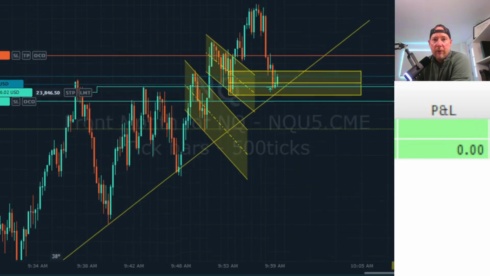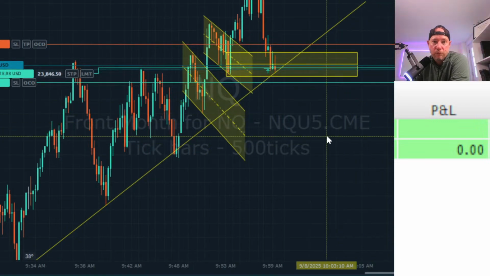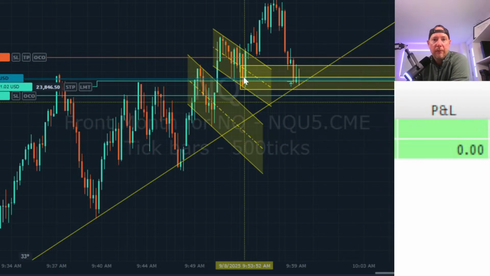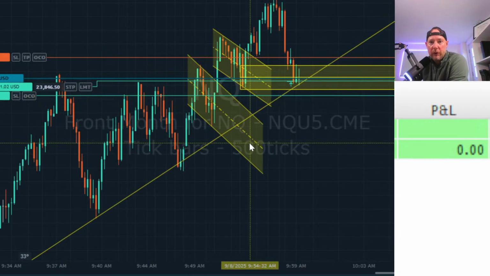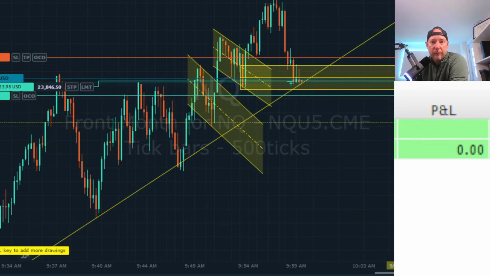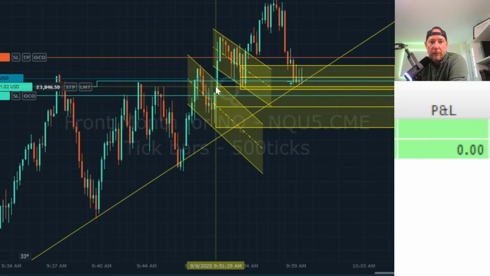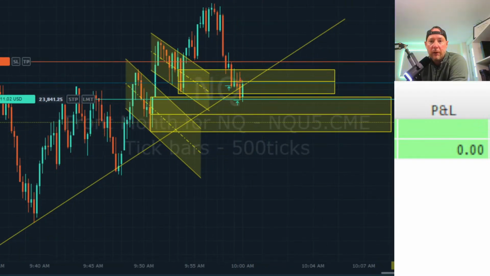See how we do here. This is an Apex eval. It's 150k. So I'm trying to go for bigger wins here with the scalps. All right, so we'll draw another rectangle here. Okay. Order filled. Okay. We're in and out.